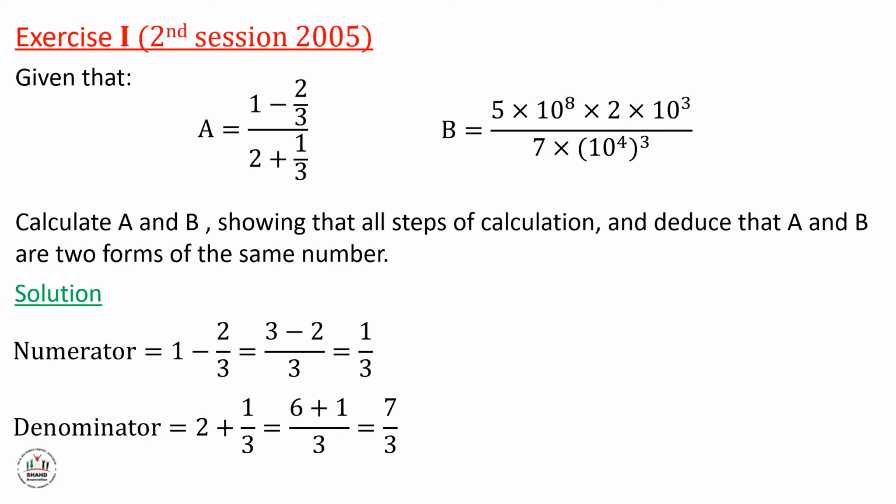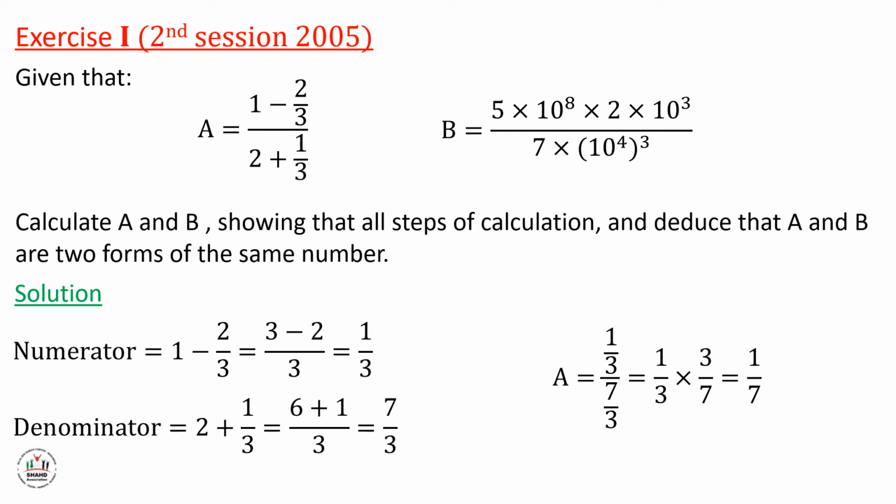The denominator is equal to 2 plus 1 over 3. Again, you can take 3 as a common denominator. 3 divided by 1 times 2 is equal to 6, and 3 divided by 3 times 1 is equal to 1. 6 plus 1 over 3 is equal to 7 over 3.